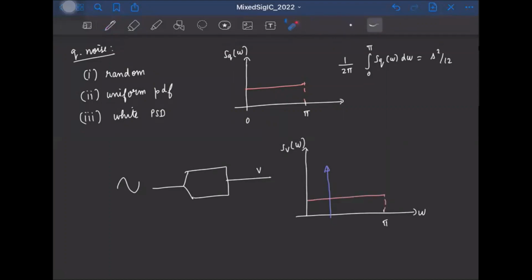So the strength of this impulse, that is the area of this impulse, gives the signal power, and the total area under this entire curve gives the total power of the signal plus the quantization noise. So if we take the total area under this curve and subtract the area of this impulse, we'll get the quantization noise power. So we can find the signal to quantization noise ratio. And from this, we can calculate the effective number of bits using this formula.